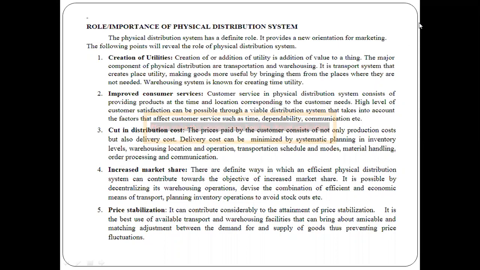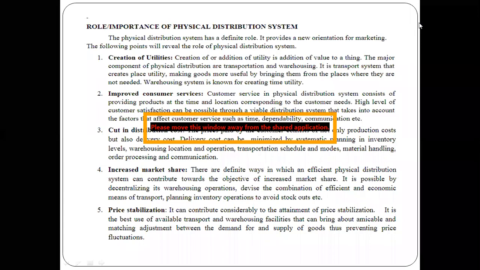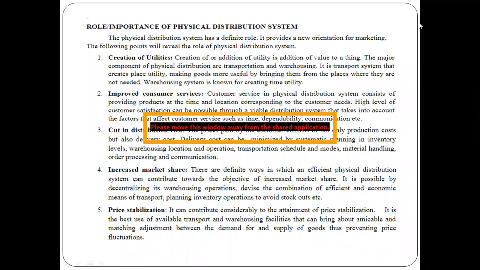The fourth is increased market share. It is possible by decentralizing its warehousing operations, using a combination of efficient and economic means of transport, planning, and inventory operation to avoid the stock out.